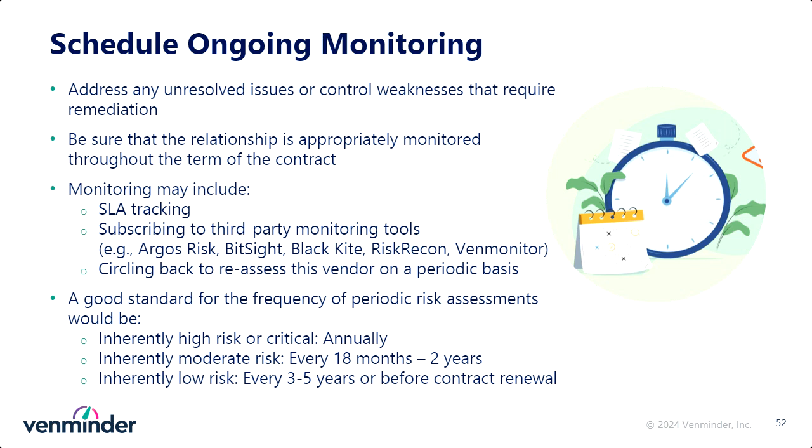Monitoring should always continue throughout the contract term, not just in the early stages of the vendor engagement. This often includes SLA tracking and performing those risk reassessments to determine if any new risks have been identified. Third-party monitoring tools can be effective to track things like vendor's reputation or cybersecurity risk. And that frequency I mentioned is shown here for periodic risk reassessment. The same frequency can also be used for due diligence, but I do want to mention that certain due diligence items like insurance certificates and SOC reports should be collected and reviewed as they expire, rather than waiting for the scheduled due diligence review.